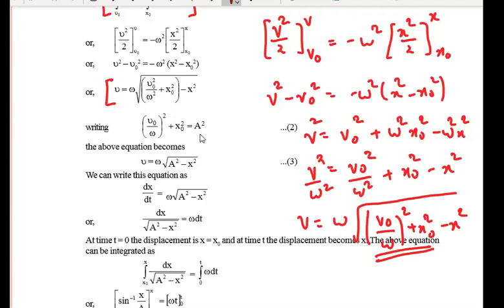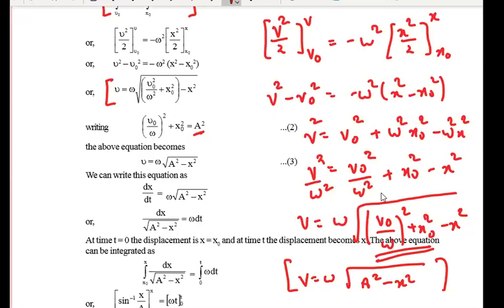So I call this constant A square, which will be the amplitude. So can I say V is equal to omega under root A square minus X square? Tell me yes or no. Everyone note it down, but I hope all of you understood this. Yes or no?